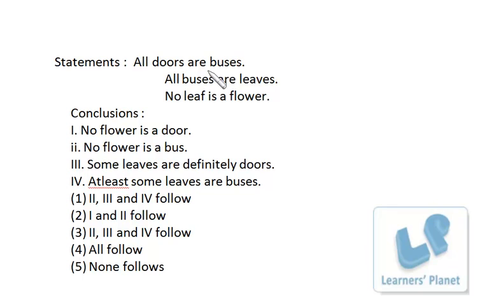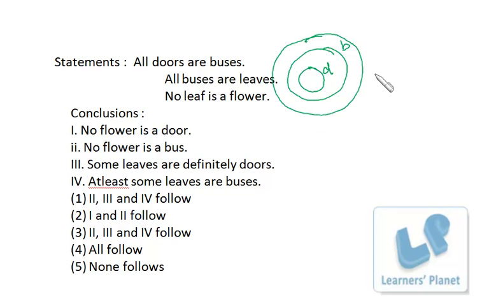Now all doors are buses. Doors and buses. All buses are leaves. Okay. No leaf is a flower. Now leaf and flower we have no intersection. Leaf is the outermost circle and flower is a different circle. There is no intersection between leaf and flower. So this is the situation.